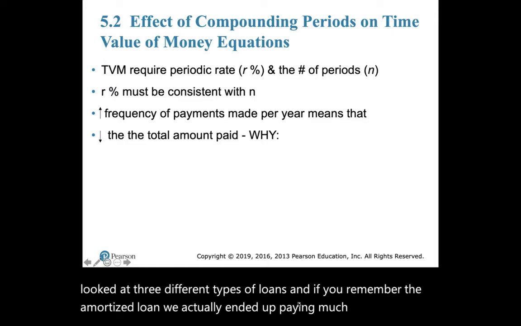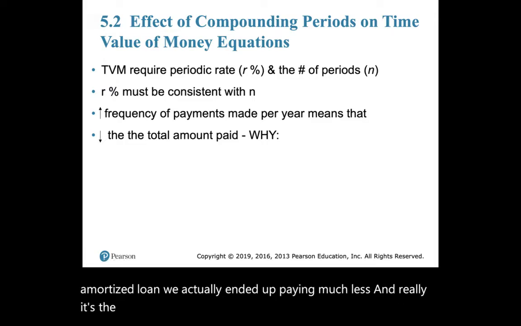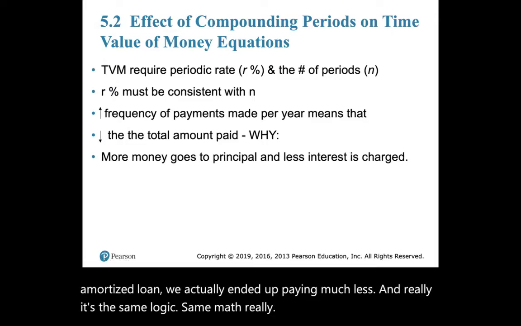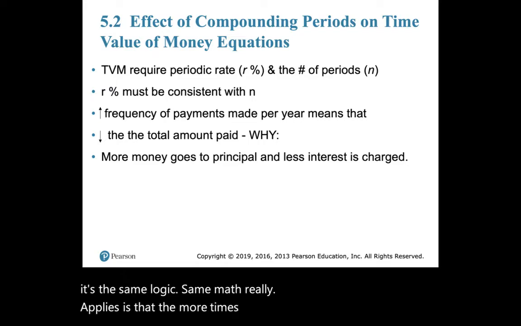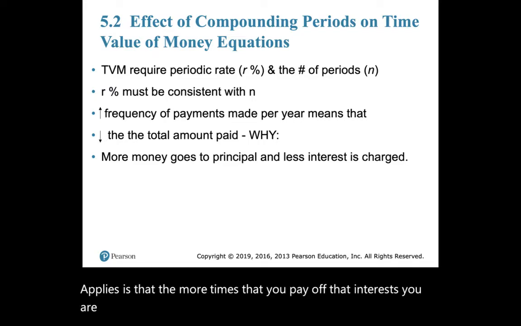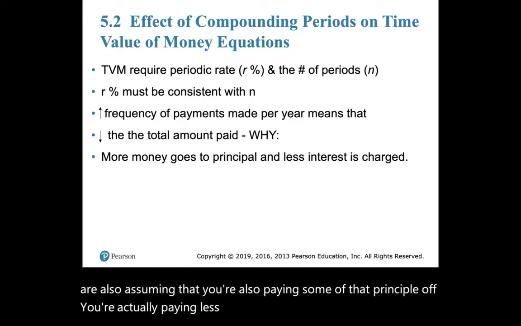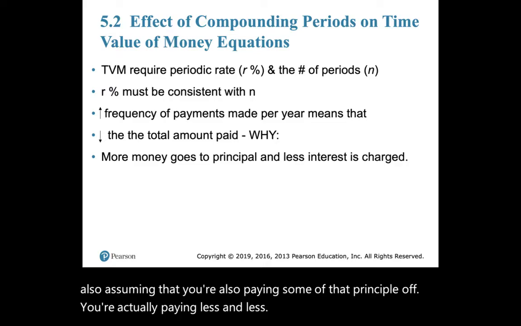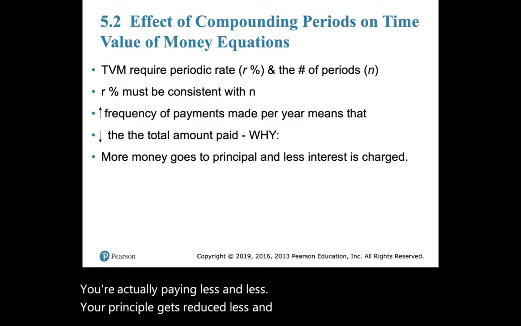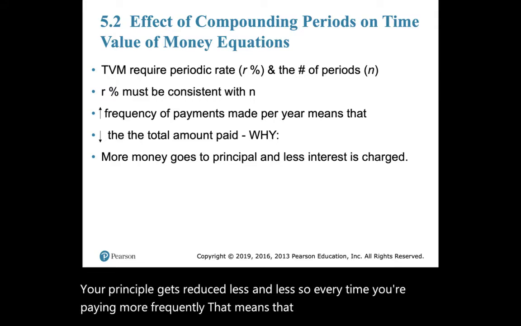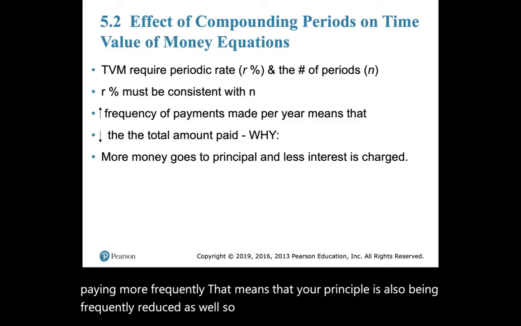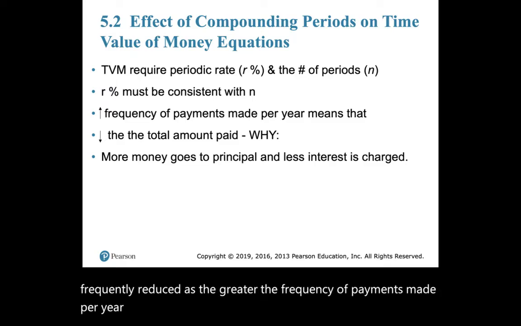And really it's the same logic, the same math really applies: the more times that you pay off that interest, assuming that you're also paying some of that principal off, you're actually paying less and less. Your principal gets reduced more and more. Okay, so every time you're paying more frequently, that means that your principal is also being frequently reduced as well. So the greater the frequency of payments made per year, the lower the total amount paid.